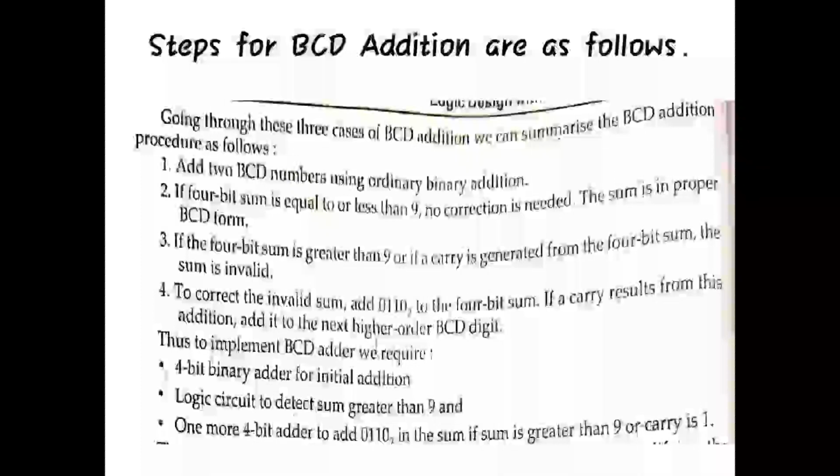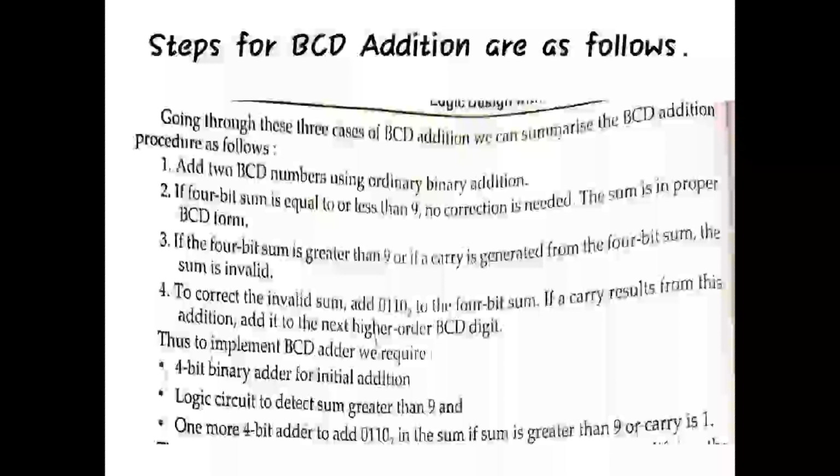Second, if the sum is less than 9, no correction is required. If the sum is greater than 9, then the BCD digit is invalid, whatever the carry may be, whether carry is 0 or 1. So to correct this, we need to add a value called 6, and then we are going to get the appropriate BCD digit.